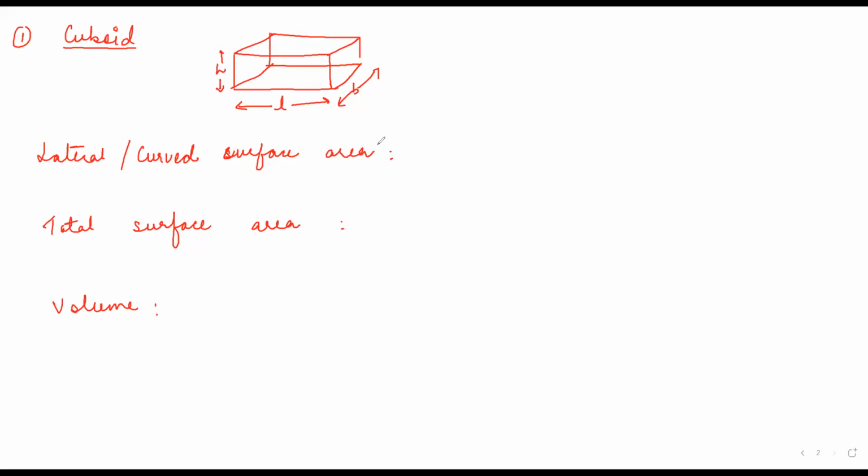Now lateral surface area, Sarah. Can you see the front face here, right? This side is L and this side is H, right? This is a rectangle. I want to find its area. The formula is length into breadth. That means L into H. Understood? Yes, ma'am. This is the area. Similarly, the back side is exactly the same.